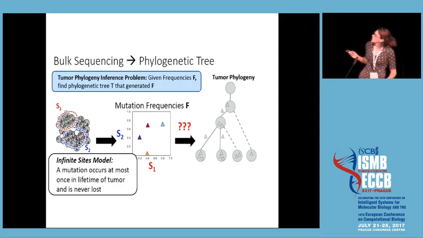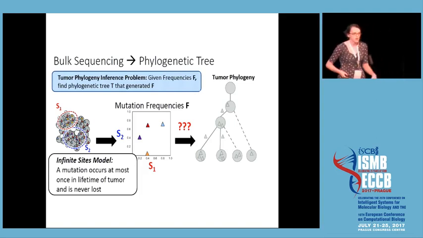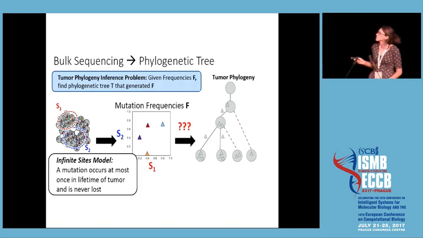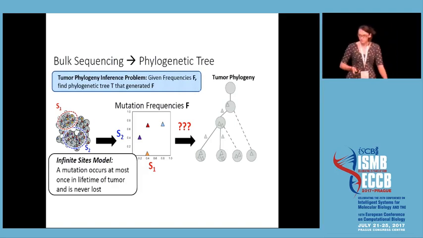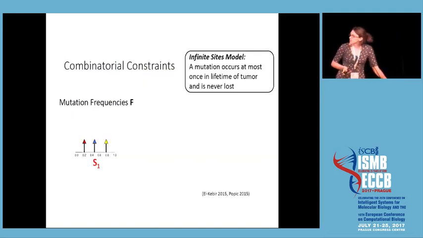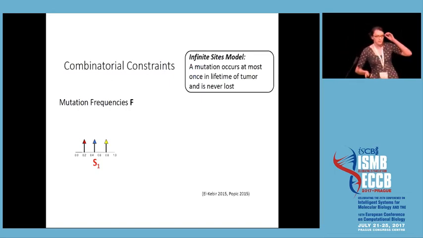What we really want to look at is how the phylogeny actually constrains the set of frequencies that it's possible to observe, in order to be able to reconstruct the phylogeny from the observed frequencies. So I'm going to start by talking about some past work that's described a structure to solutions of this problem.